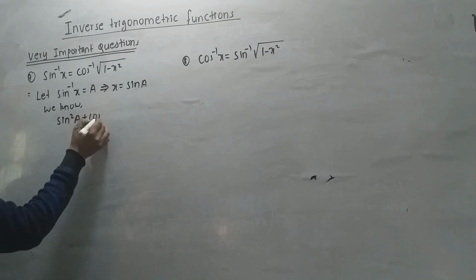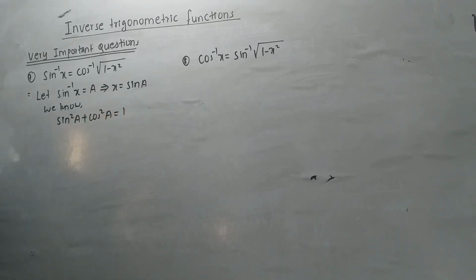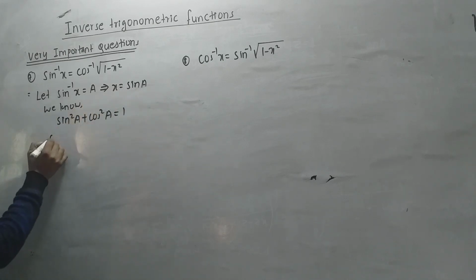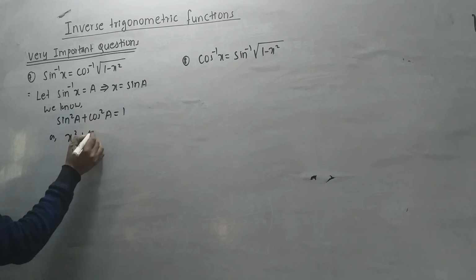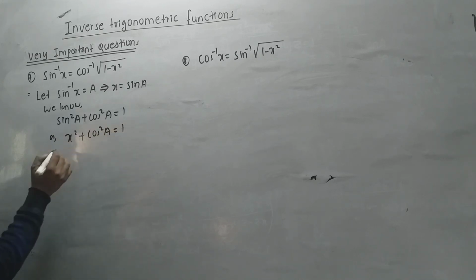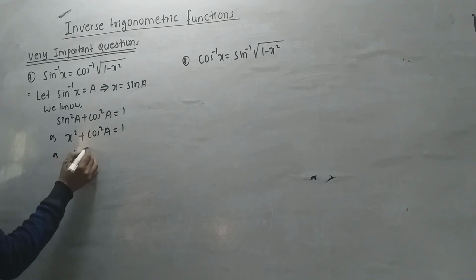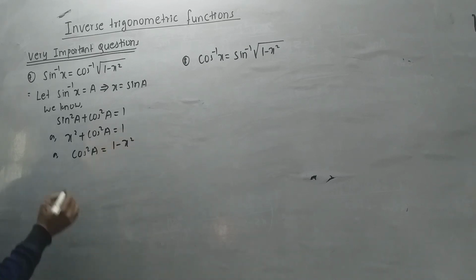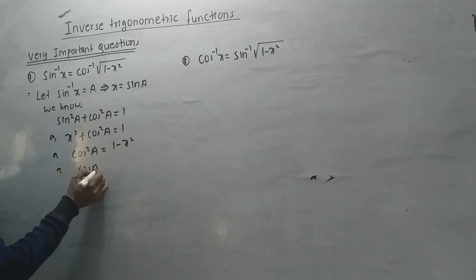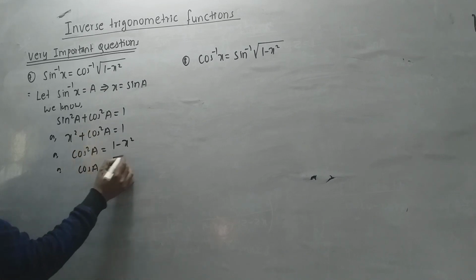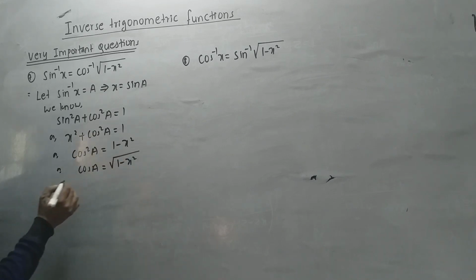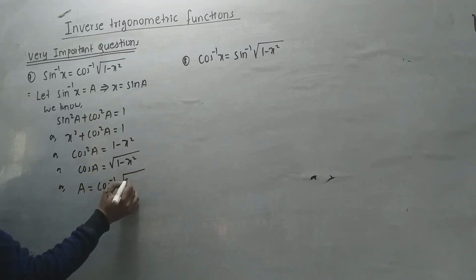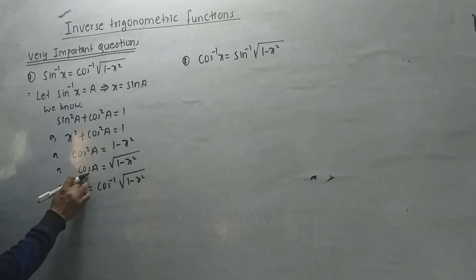We know sin square a plus cos square a is 1. Now for sin a you can replace x: sin a is x, sin square a is x square. So x square plus cos square a equals 1, or cos square a equals 1 minus x square. Removing the square, cos a equals under root of 1 minus x square, or a equals cos inverse of under root of 1 minus x square. This cos we have taken to the right hand side.